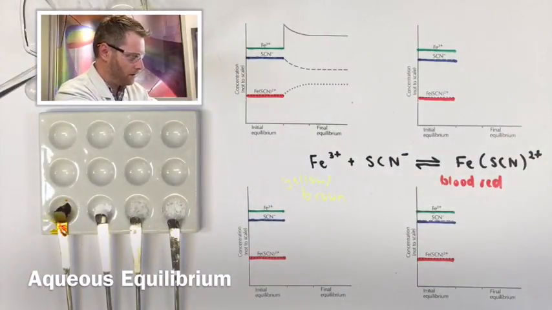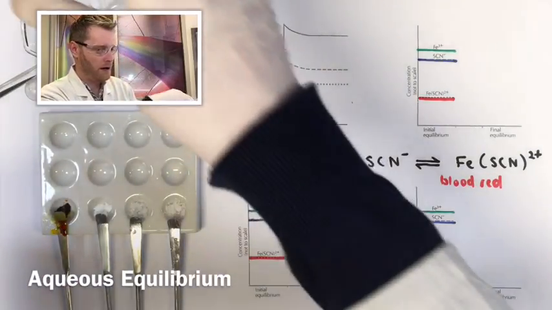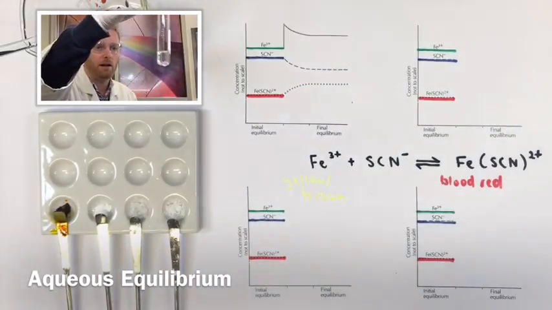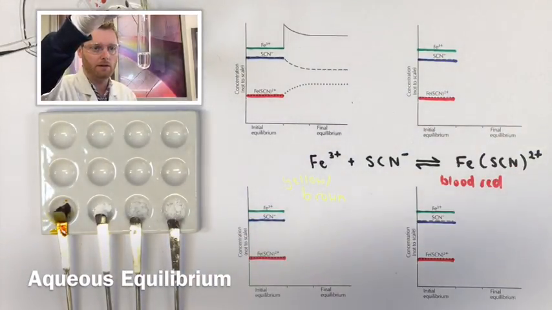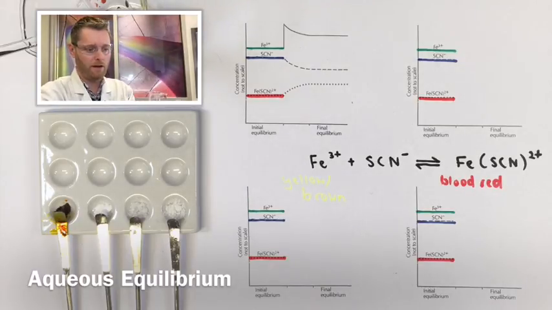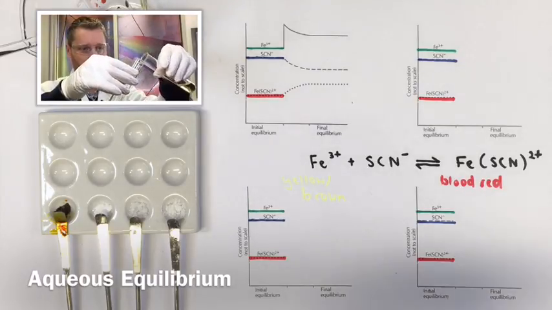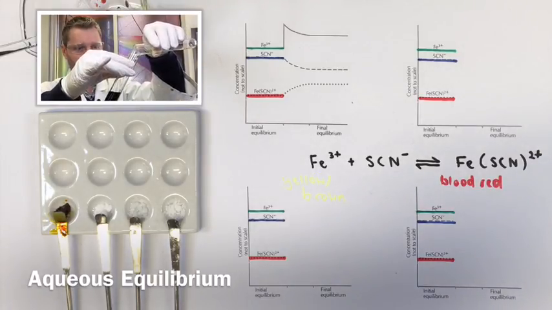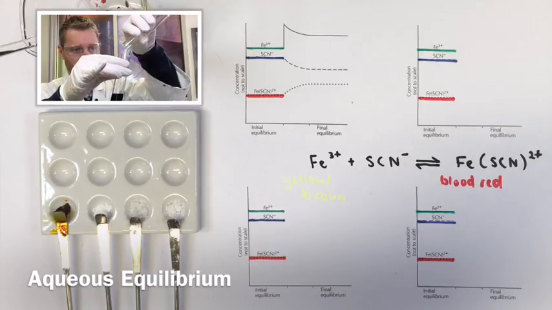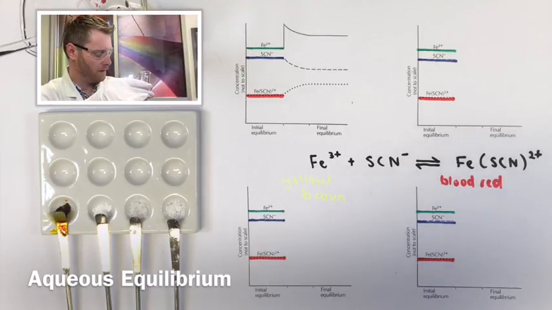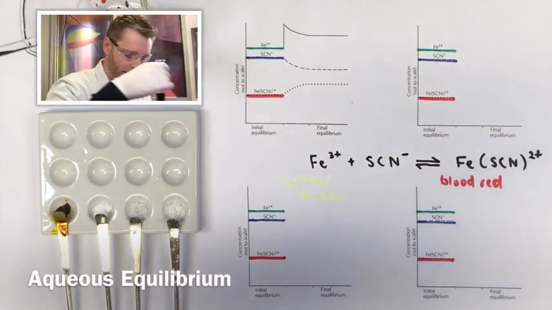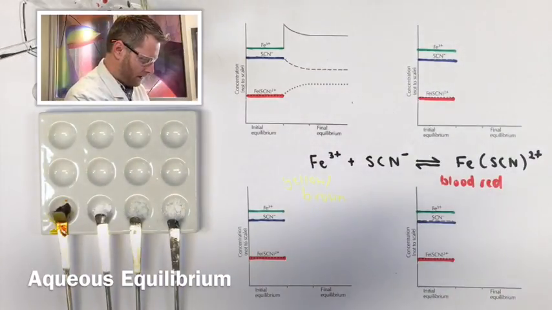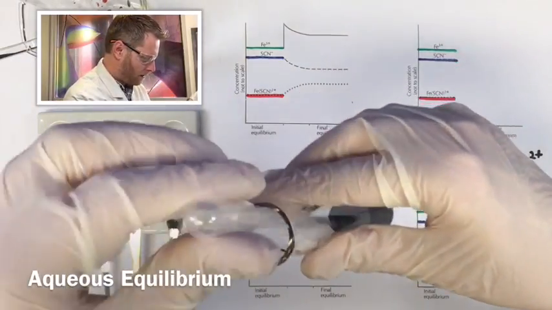and if we have a look at our iron, it's sort of a yellowy brown, and our thiocyanate is a clear colour solution. So if we add these two together, we'll establish an equilibrium system. Okay, so we'll produce the same blood red colour. Now I'm going to add a small amount of this to our spotting tile.